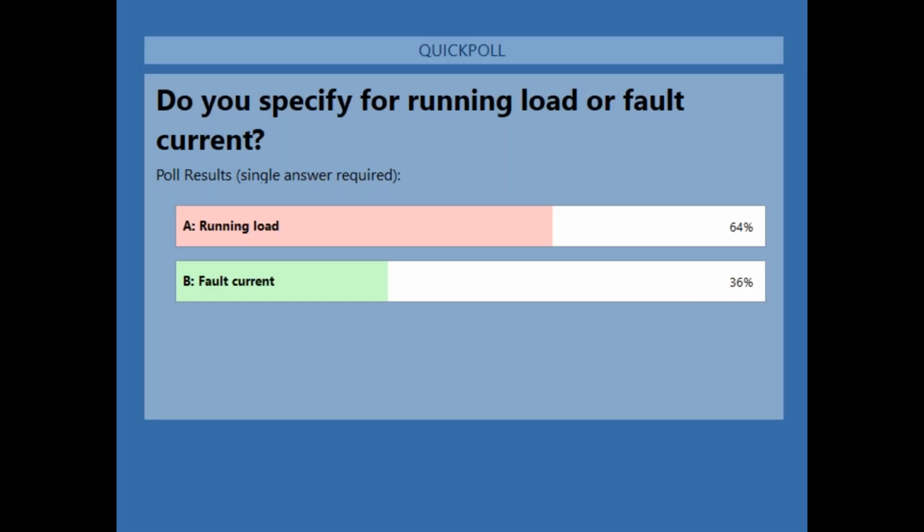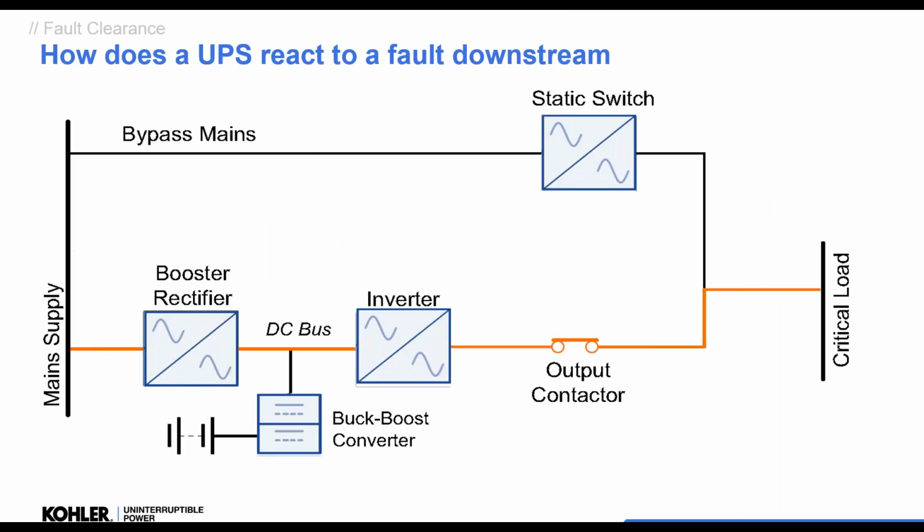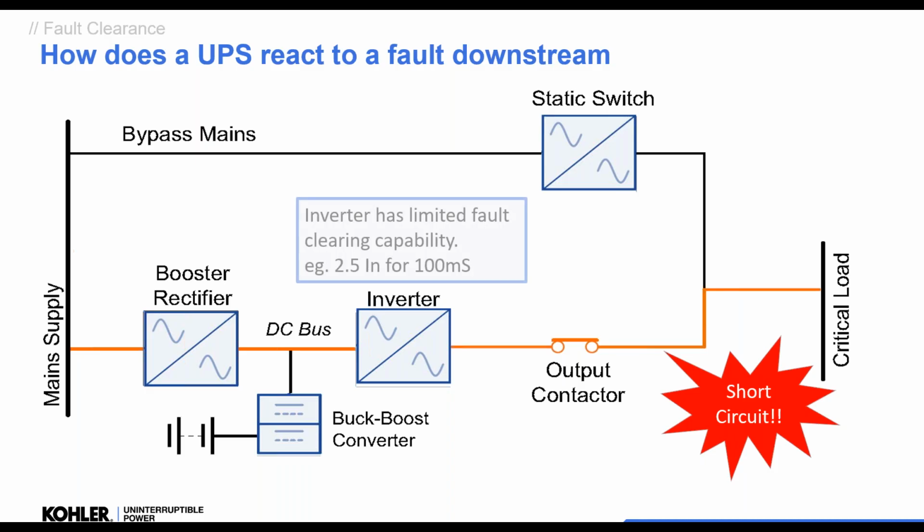Okay, so we see that 64% look at the running load, 36% look at the fault current. Okay, so we'll have a look now at how a UPS operates and maybe what we should be considering. What we're looking at is a UPS running online, typically a double conversion UPS, and we have an output short circuit. The UPS will operate in different manners, with different capabilities.